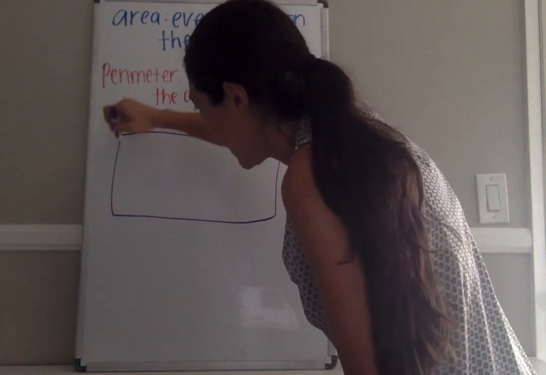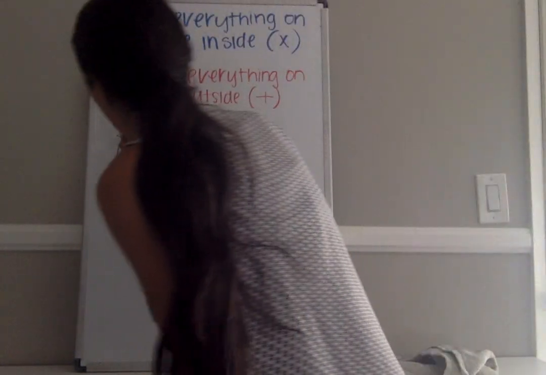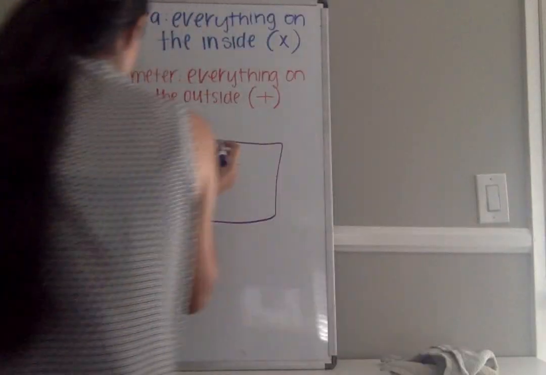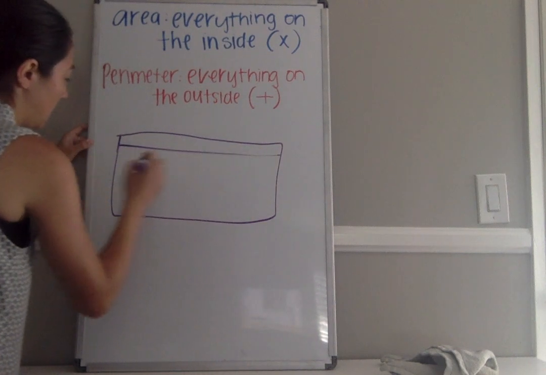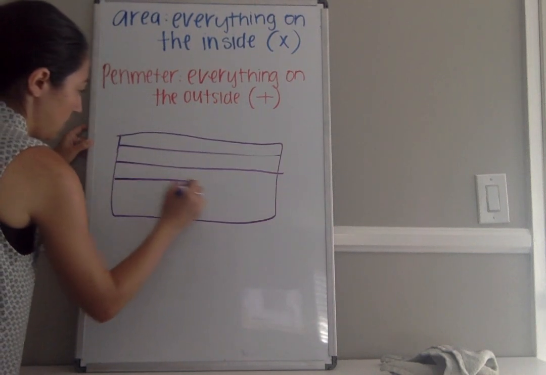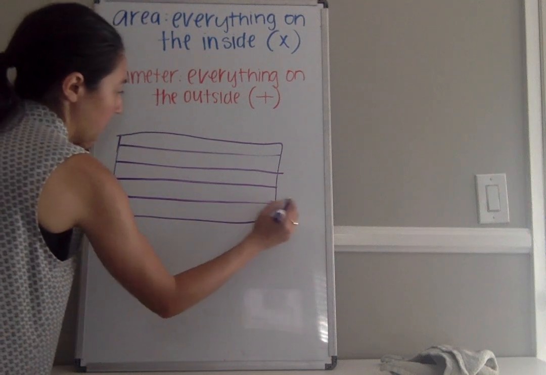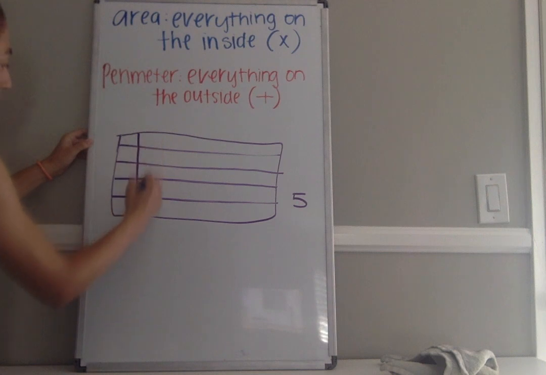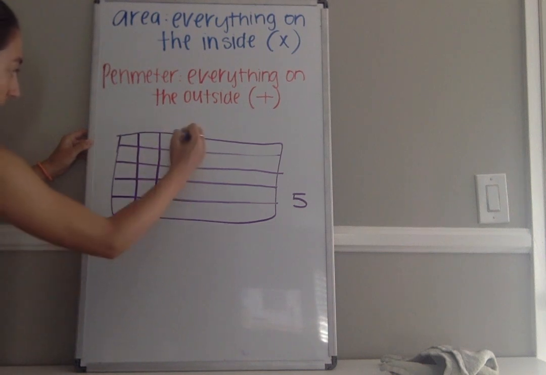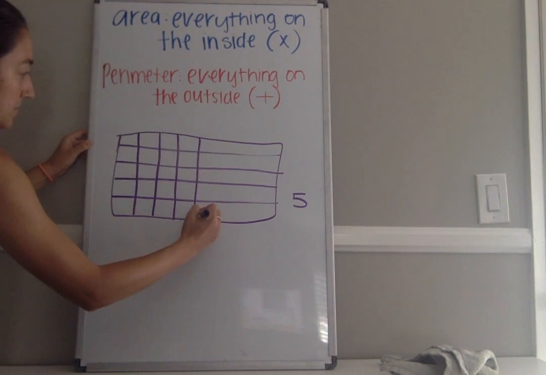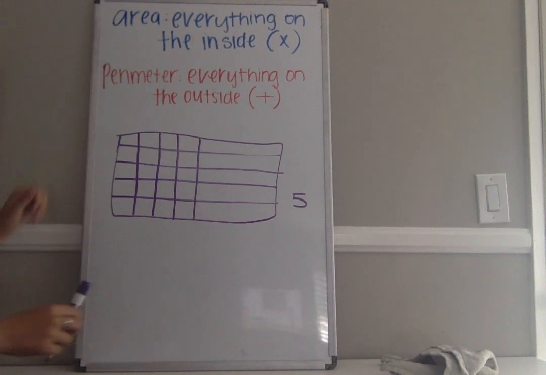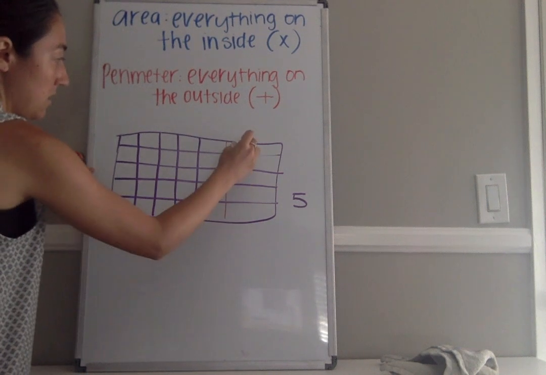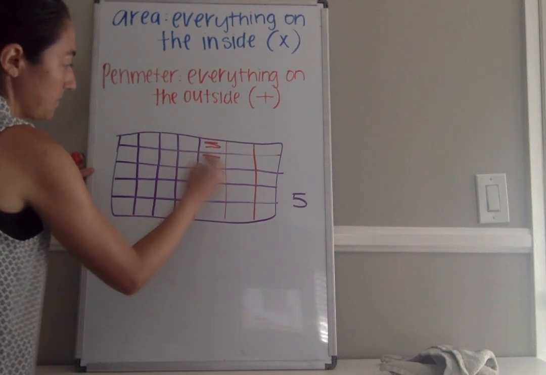Doing my best to draw a rectangle. Sorry about that. Okay, so there are 5 rows, which is what my paper says. And then there are 4 unshaded columns. And then there are 3 shaded ones.